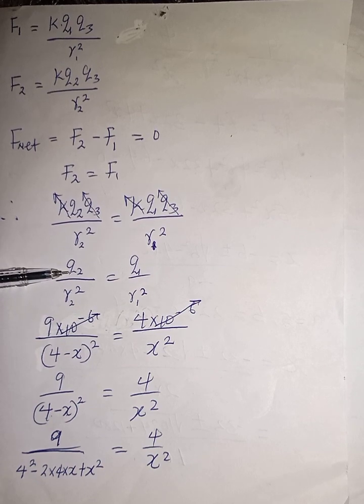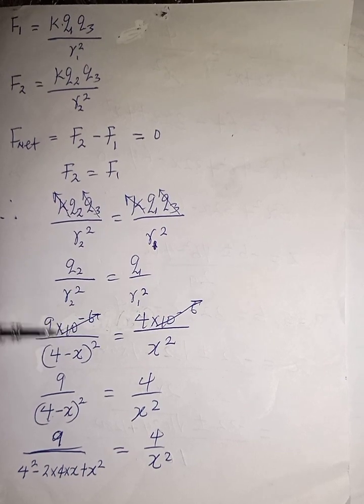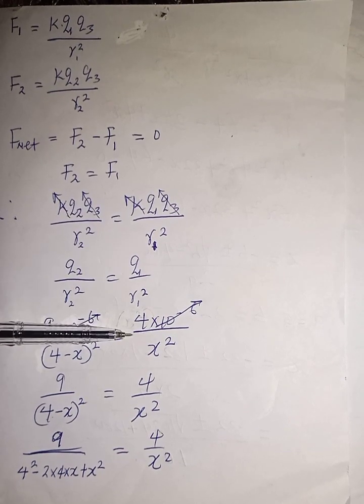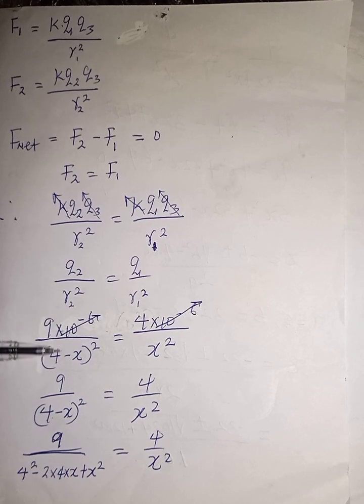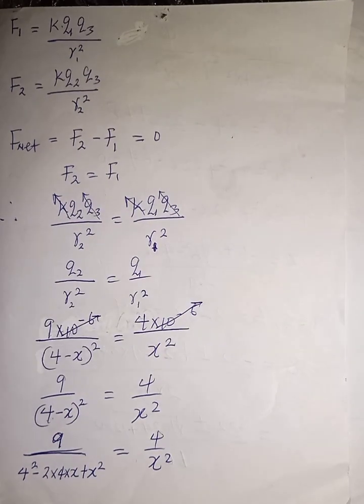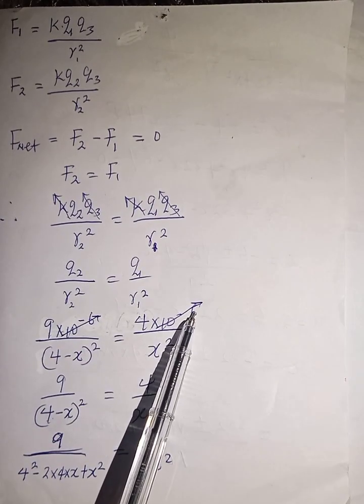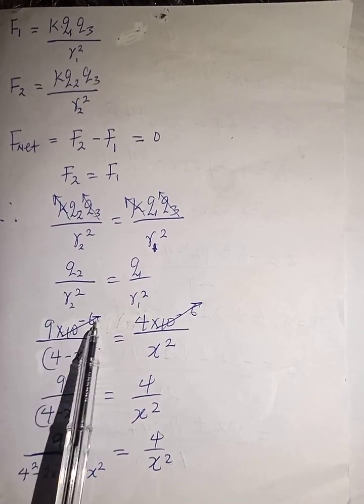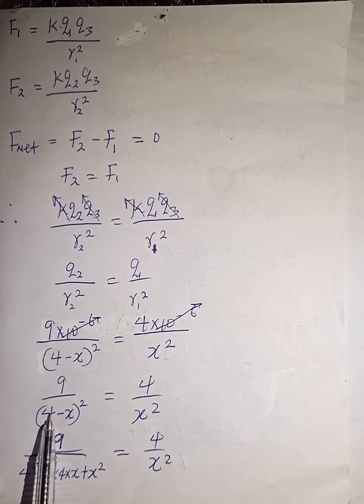So the next thing, what is Q2? Q2 is 9 times 10 to the power minus 6. What about Q1? 4 times 10 to the power minus 6. Then what is r2? 4 minus x, then you square it. What about r1? x, then you square it. The next, this 10 to the power minus 6 and this 10 to the power minus 6 are equal to each other, so they will cancel out. So that's what I have here.